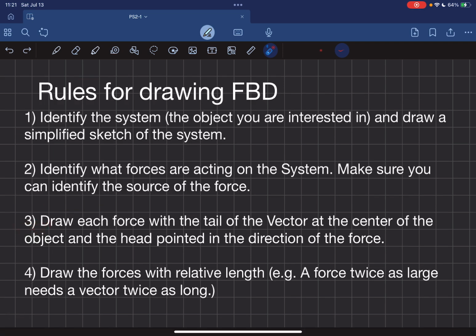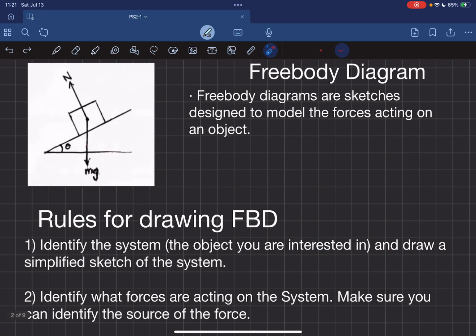The third step is you're going to draw each force with the tail of the vector at the center of the object and the head pointing in the direction of the force. Again, if we go back to our example, notice all tails are at the center of the object and moving towards the direction of the force.